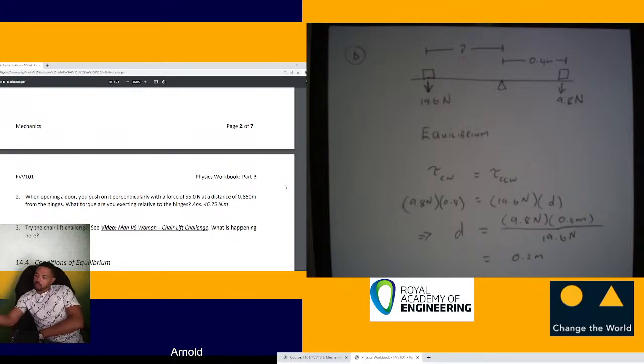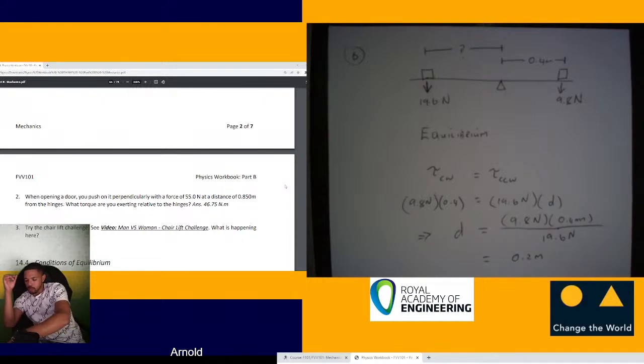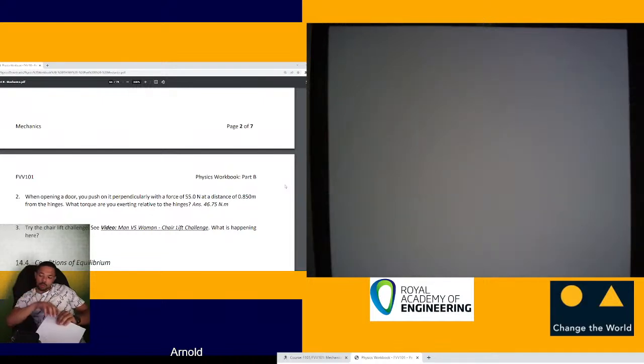That is all of our problems that we have on torque. Let's go to equilibrium, and then we're going to do some more problems. Then we are done for today.